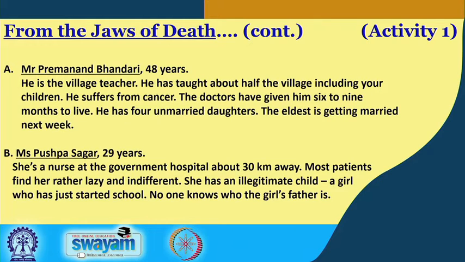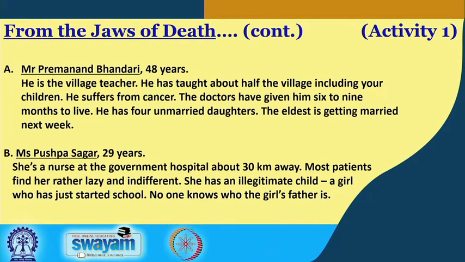He has the responsibility of 4 unmarried daughters and the eldest is getting married next week. The point is, should we have compassion for him, should we have some more reserved sympathy for him and try to save him, or should we move on to consider the case of B, Miss Pushpa Sagar.